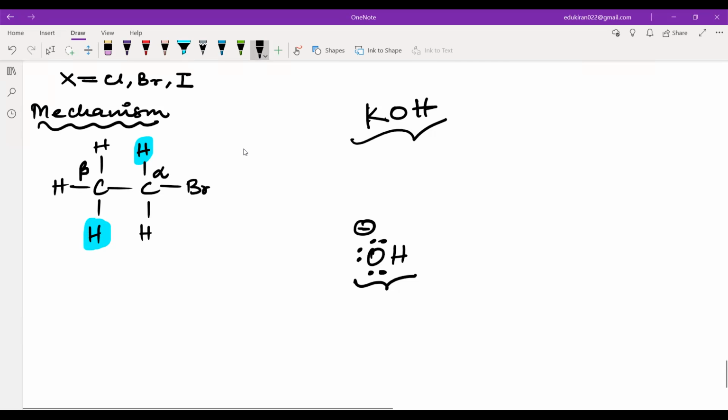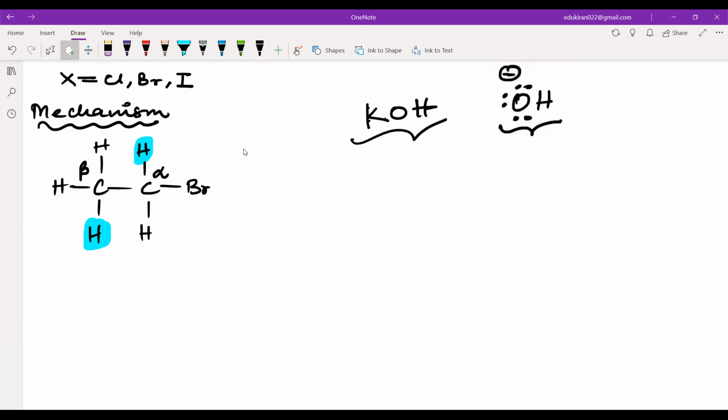Now you have to tell me which one of them is more acidic. You won't know which one is more acidic. Neither will I tell you which one is more acidic. But what I can do is I can show you what will happen if I remove the alpha hydrogen.